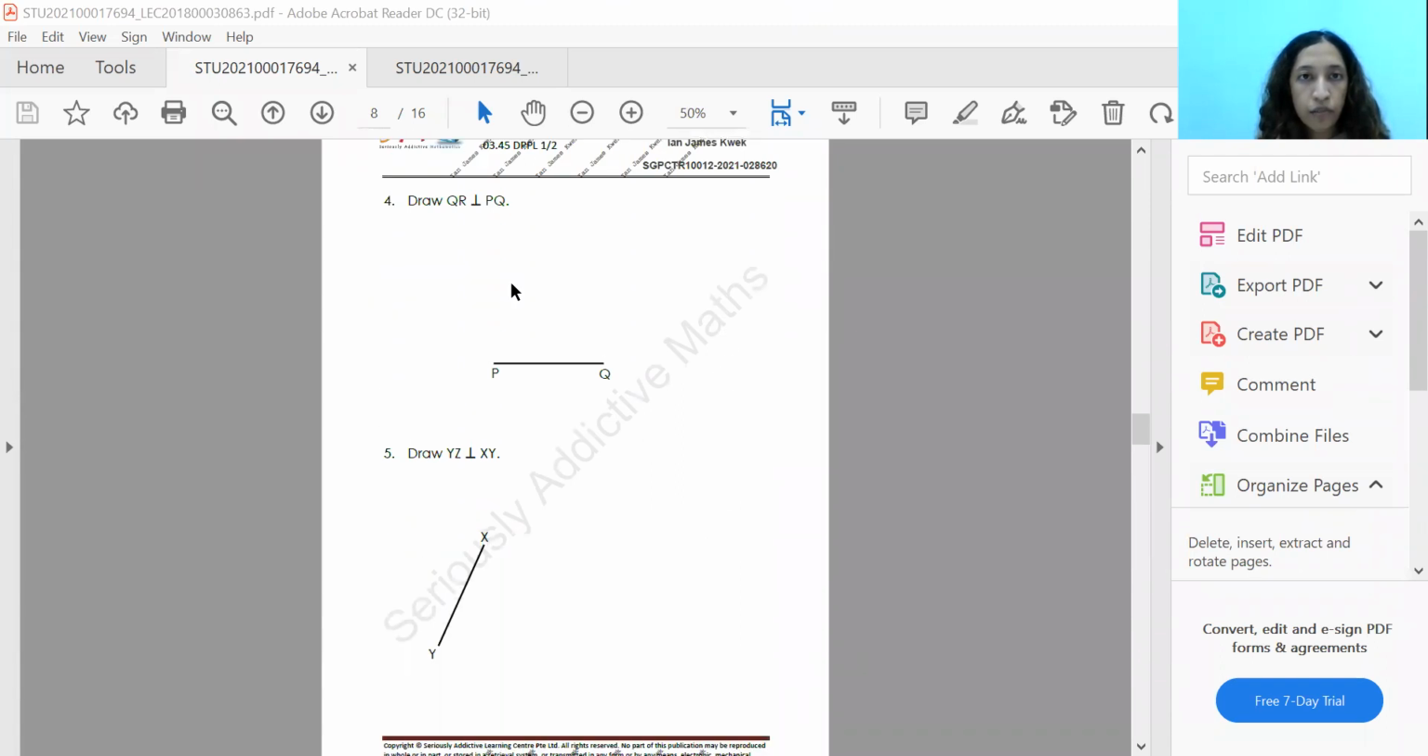Now I'd like you to do number 4 for me. Okay, let me go through. Draw QR perpendicular to PQ. QR perpendicular to PQ. Okay, so over here. QR, PQ. Okay, great. And then you can put your right angle.